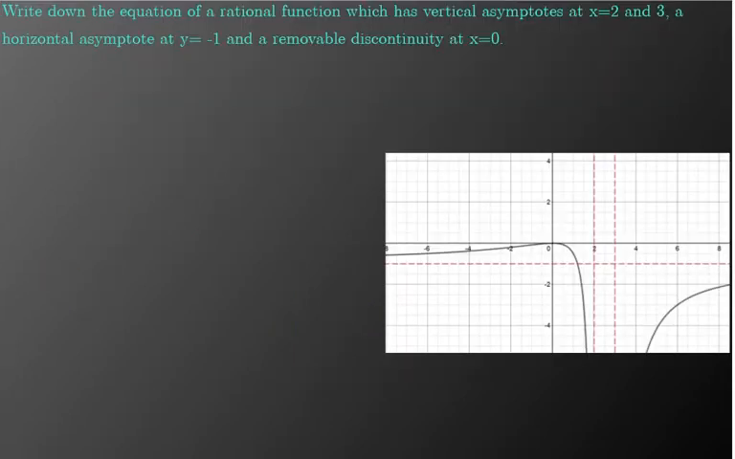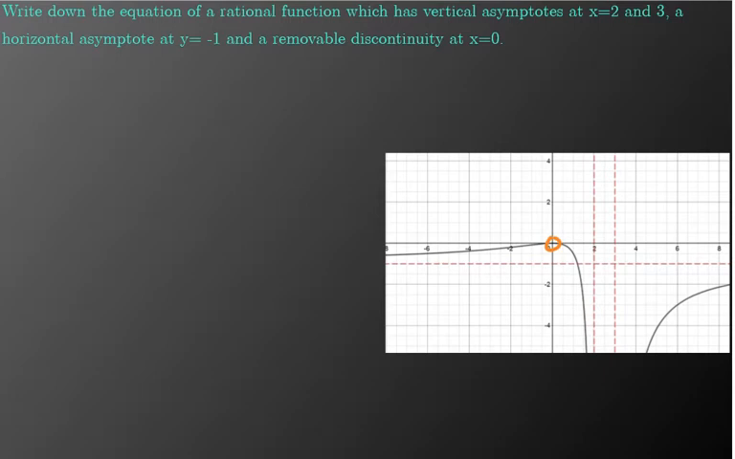All right, so this one is just asking you to write another equation, but a little more involved with what we're given. Here it says it has vertical asymptotes at 2 and 3, which you can see there and there. A horizontal asymptote at y equals -1, right there. And remember, again, you can cross horizontal asymptotes. You cannot cross vertical, though. And we can't see this in the picture, but it has a removable discontinuity at x equals 0. So that means that there's a hole right there at x equals 0.